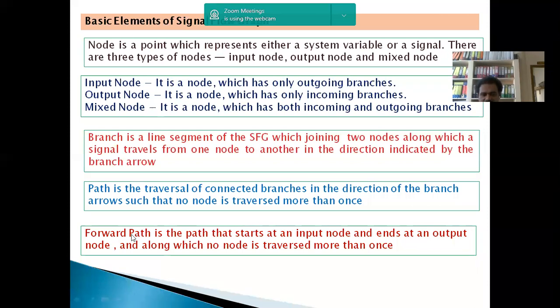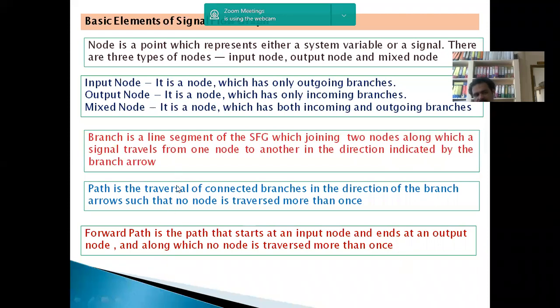Okay, next, this is nothing but path. Here it is forward path. Just now what I have shown, that is called forward path. Forward path means from input to output. A forward path is a path starting from the input node and finally ending at the output, and along which no node is traversed more than once.